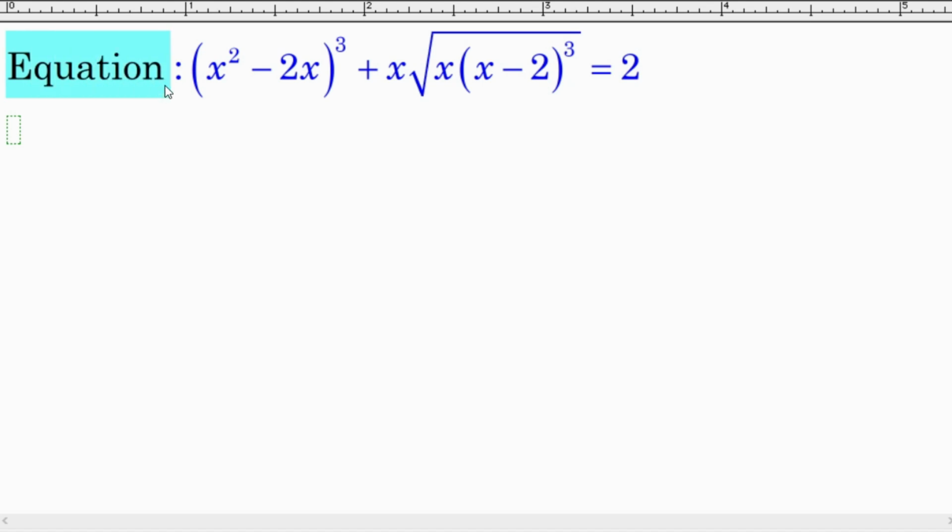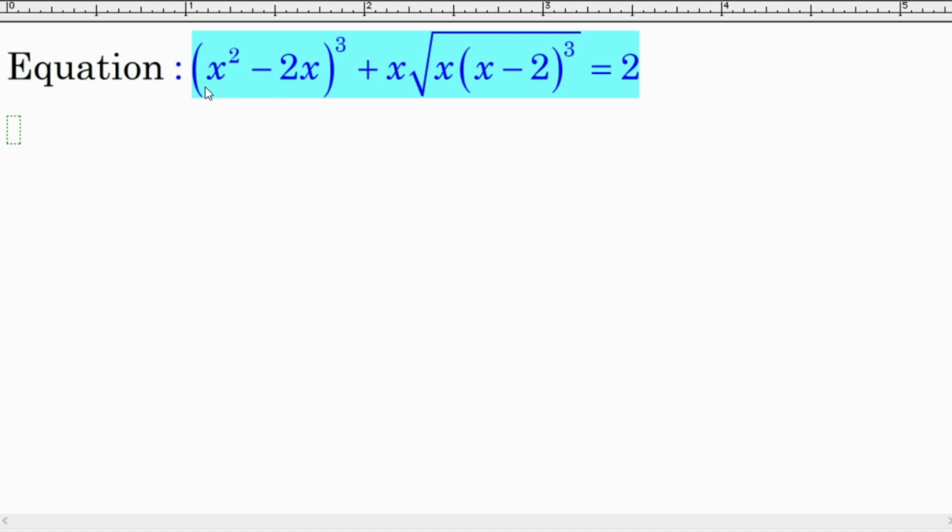Hi everyone. In this video tutorial, we are going to solve this equation: (x² − 2x)³ + x√x · (x − 2)³ = 2. If we look at this equation, it seems so big, but it is not really big. So keep watching. I'm going to solve this equation for you.